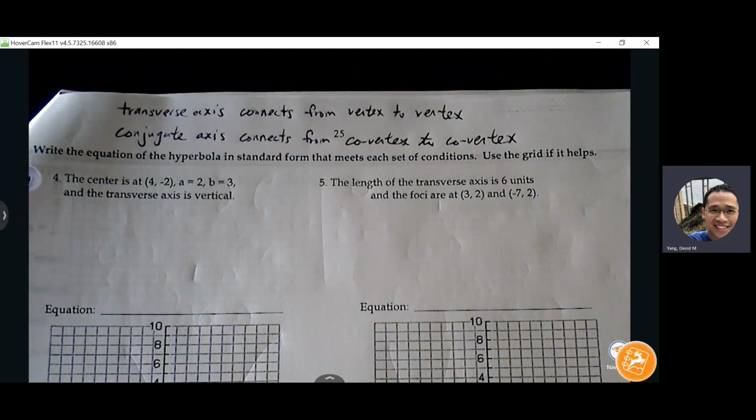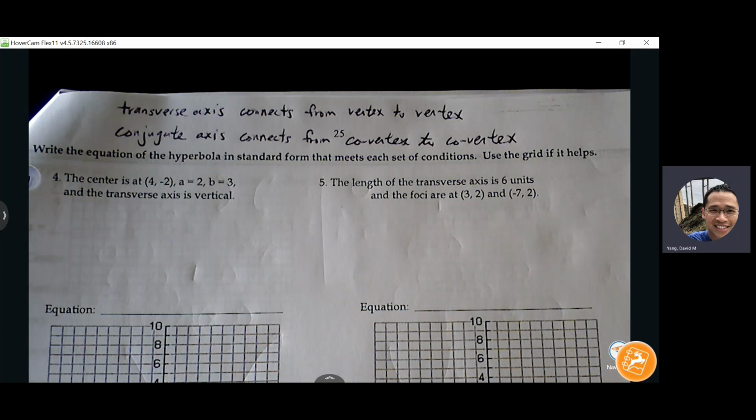Okay, I just wanted to get to the standard formula, standard equation. Any questions here? Okay, so let's look at page 25.